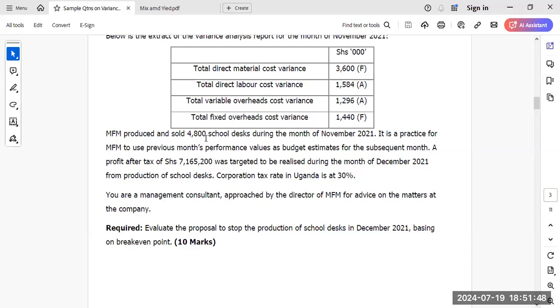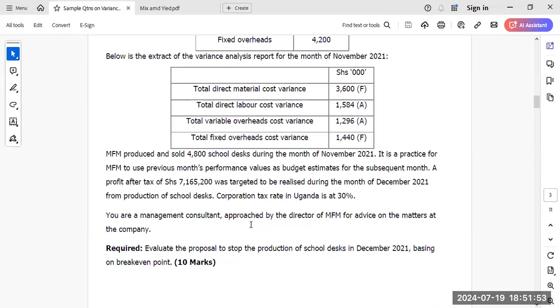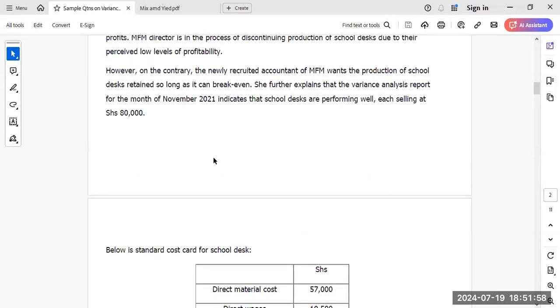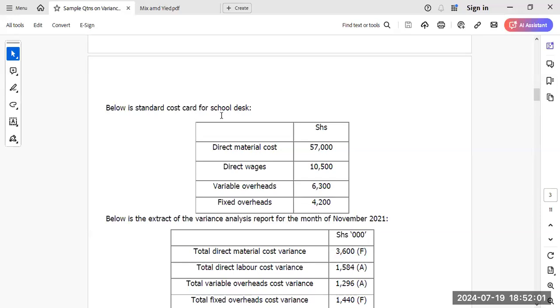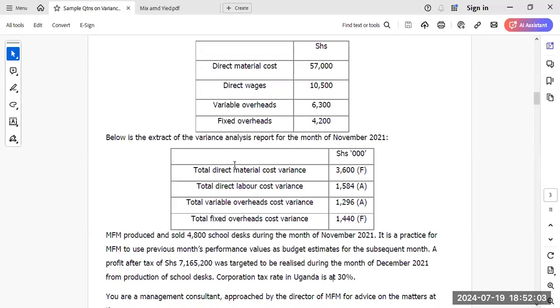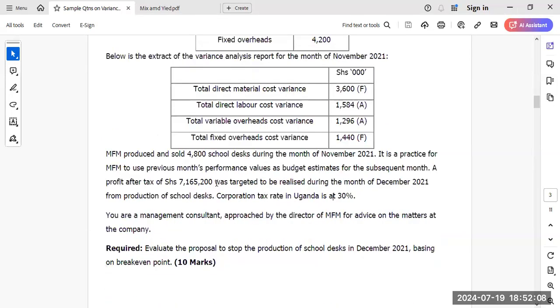So we can actually note what we are given. We are given a selling price. We are given the standard cost card for each desk. We are given total direct costs. We are given all these variances. Then we are given profit after tax. Then we are given corporation tax. That is the information we have, but we must answer the question. So get your book and we start.